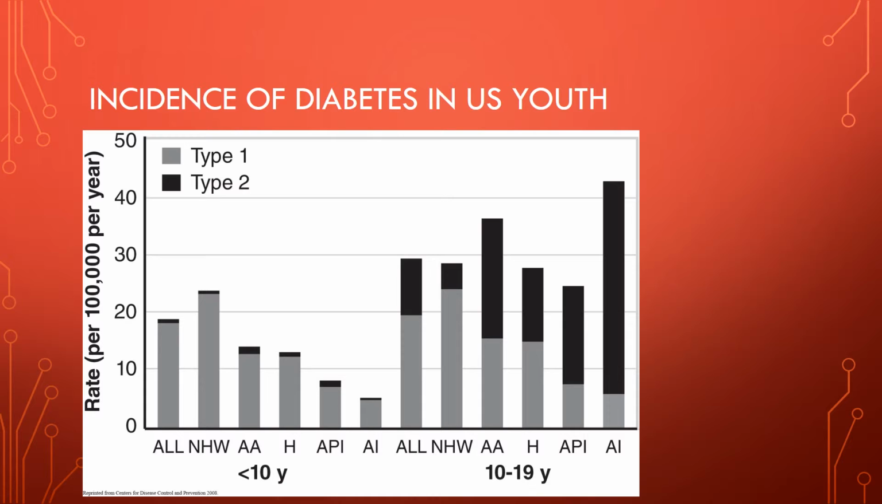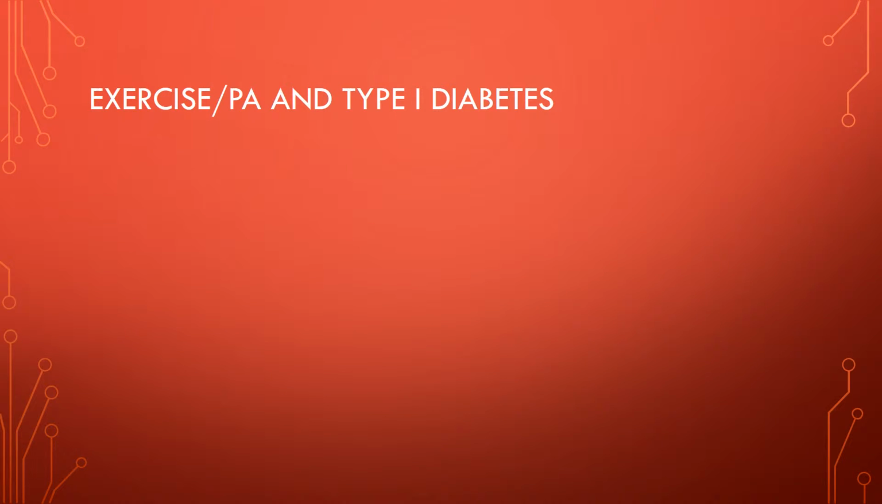So you can see that type 2 diabetes is very rare in children under age 10 in all groups. But in 10 to 19-year-olds, you see an increase in the prevalence considerably, especially in type 2 diabetes. The biggest prevalence in adolescents is in American Indians.